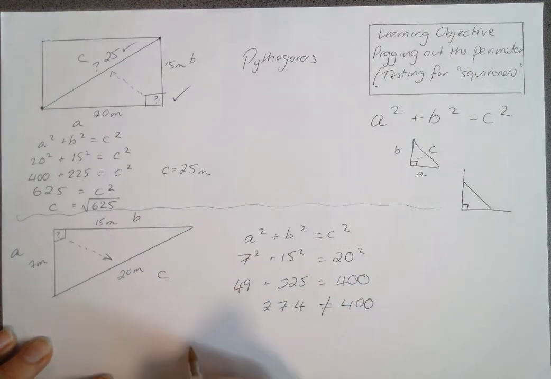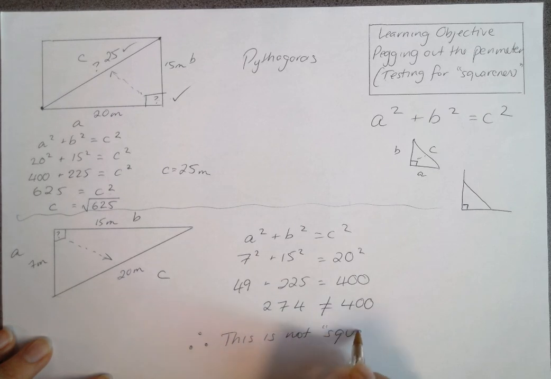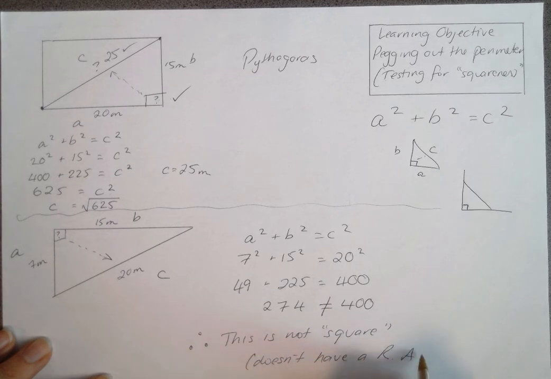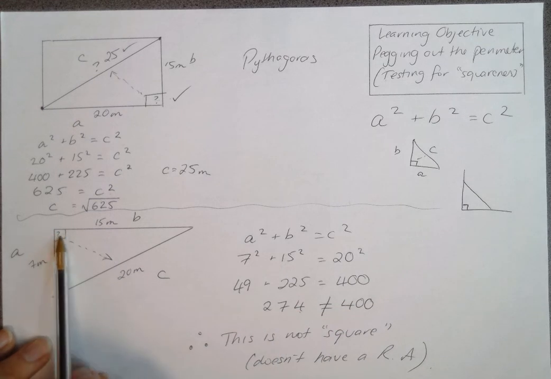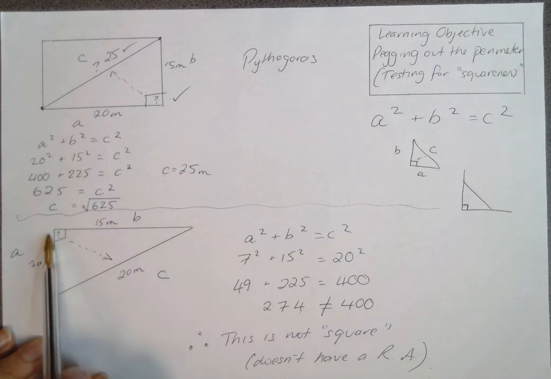What that means is that this is not square. This triangle doesn't have a right angle in it. Therefore, if these two sides of the equation do not equal the same number, we know that that's not a right angle, because if it was a perfect right angle, this would work with Pythagoras' theorem.